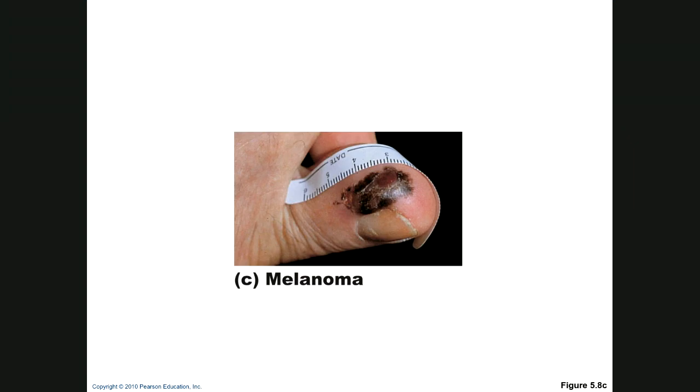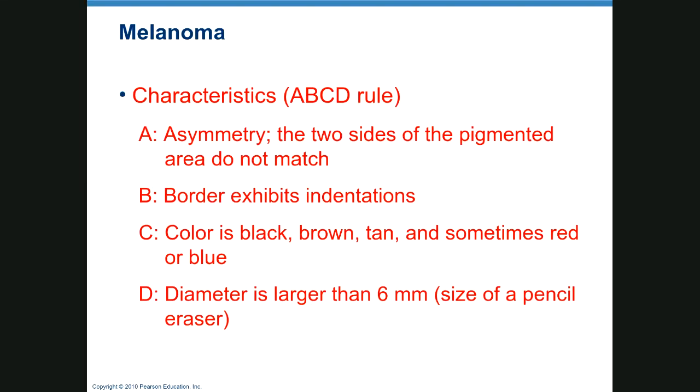A stood for asymmetry. So notice that the lesion is asymmetric. Okay, so it's not the same on one side as it is on the other side. The B stands for borders. Notice that the borders are uneven. C stood for color, at least two kinds of colors. And D for diameter, which is large, about the size of a pencil eraser. Definitely know what the ABCD rule is and what it stands for, and the description of a melanoma lesion. Okay.